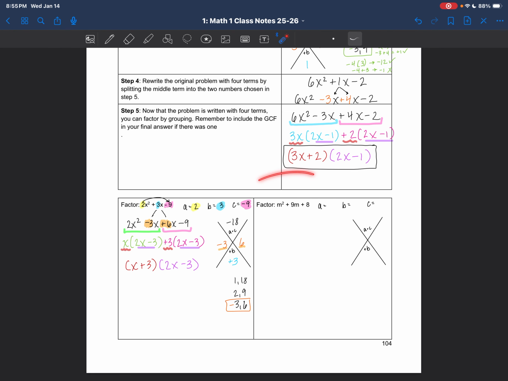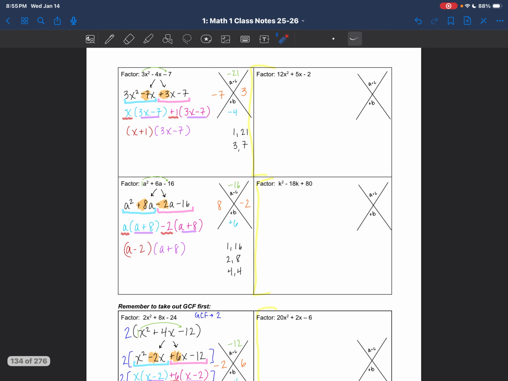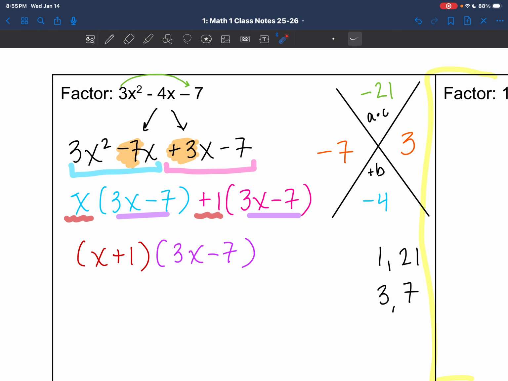All right, I want you to try this one. I already made the X for you, and make sure you tell me what your A, B, and C are. All right, let's practice some more. So let's go ahead. Now again, you can label your A, B, and C. So just know this is your A, this is your B, and this is your C.